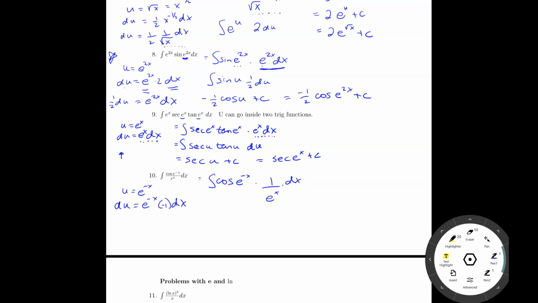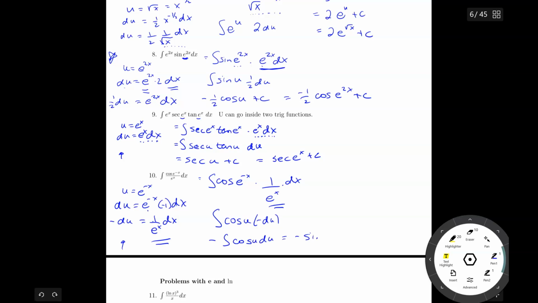All right, so if I come over here, I can see I don't have a negative here, so let's multiply the negative on the other side. And then let's rewrite this e to the negative x. Isn't it 1 over e to the x? So rewriting it really can help you see that's what I have. So I can put in negative du for this 1 over e to the x dx. So cosine of u, and this gets replaced with negative du. So I can pull that negative on the outside, and then just worry about taking the antiderivative of cosine, which you know is sine. And then I'll put the x's back in.